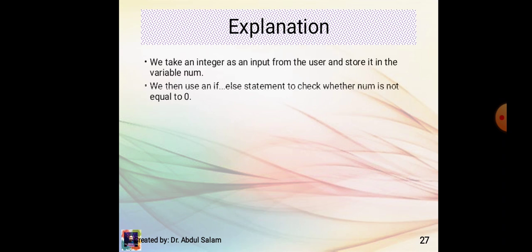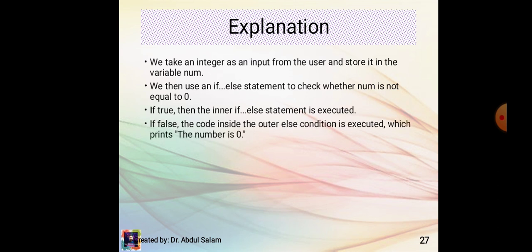We take an integer as an input from the user and store it in the variable num. We then use an if else statement to check whether num is not equal to 0. If true, then the inner if else statement is executed. If false, the code inside the outer else condition is executed, which prints that the number is 0.